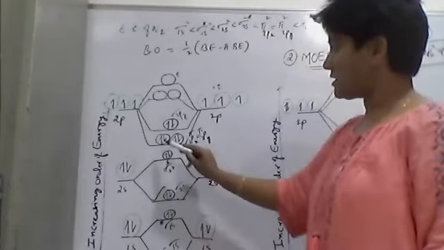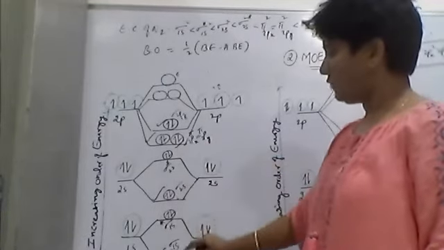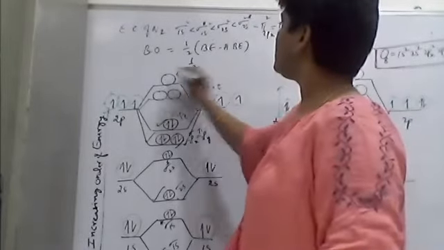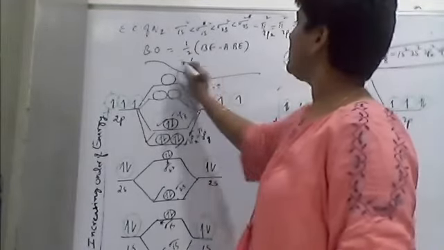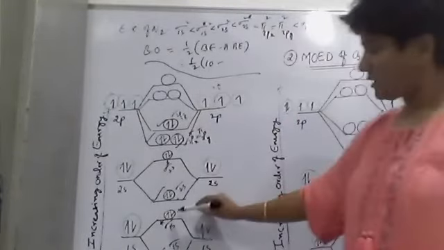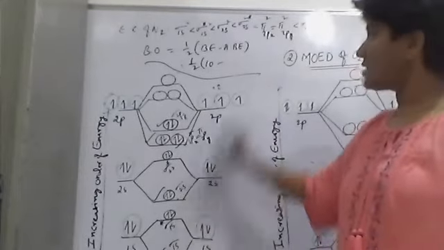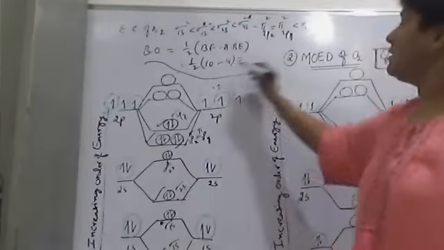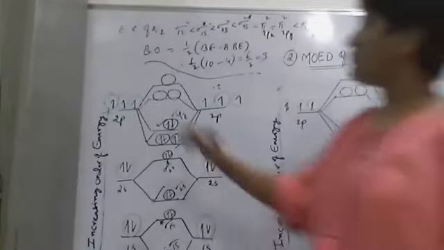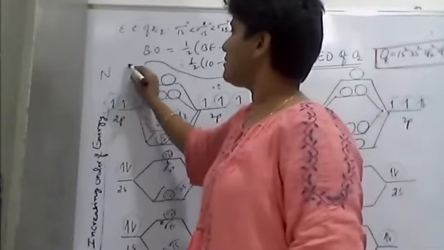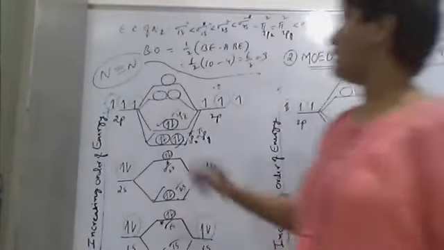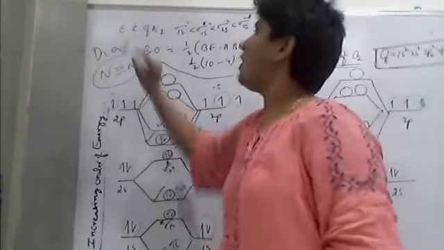Next here 1, 2, 3, so 1, 2, 3, 4, 5. 5 twos are 10. So the total bonding electrons, how many? 10. Then the upper electrons, these are antibonding. So how many electrons are there? 4. So 10 minus 4, 6. 6 by 2, that is 3. Between the two nitrogen atoms, the bond order is 3, a triple bond.